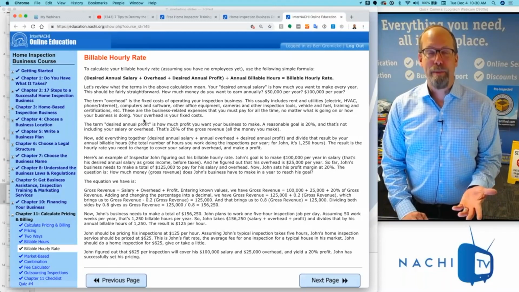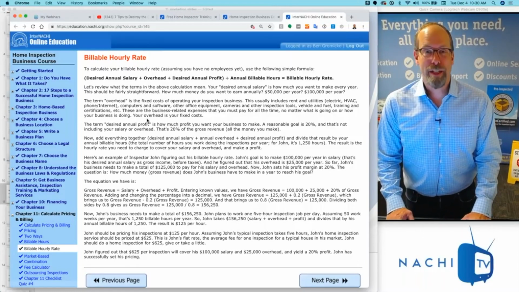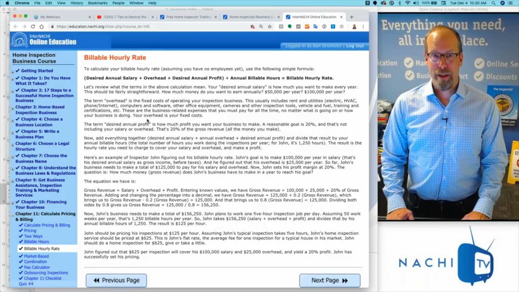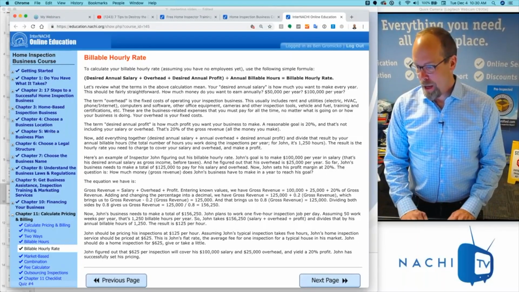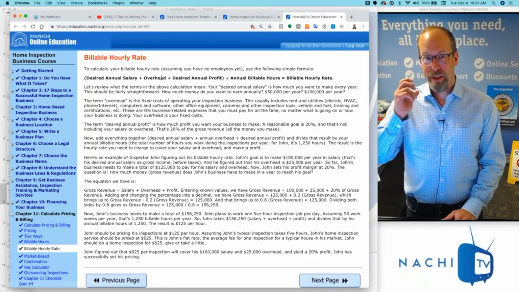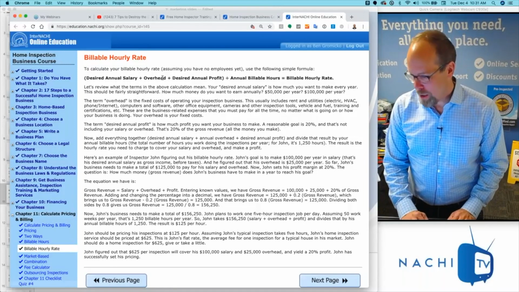So let's go through an example of how to calculate a profitable inspection fee. How do you calculate one? It has nothing to do with your feelings, your gut feelings, or what your competition is doing. It has everything to do with math, so that when the phone rings, you know that this is an inspection already calculated to be profitable that you can schedule.